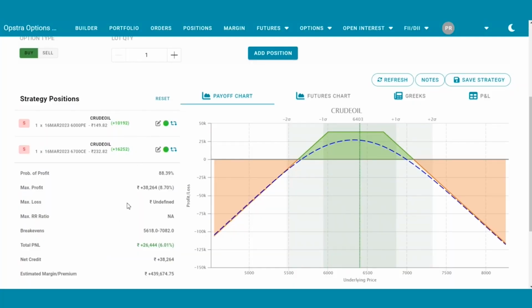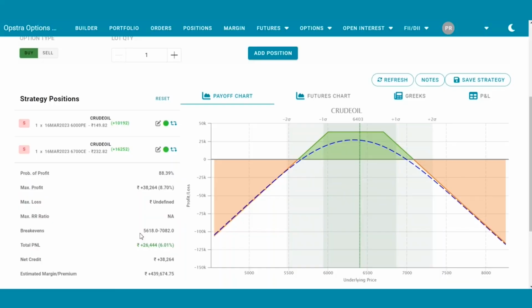Yes, 380, so around 38,000 is the maximum possible. Effectively, what it means is only if crude goes below 5,700 on the lower side and above 7,000 on the higher side, only then might this strategy come into loss. In fact, here in the payoff you can see the break-evens at 5,600 and 7,000. So you have almost 1,500 points of range for break-evens. That's the advantage of doing this strategy in a staggered manner instead of doing it in one go.